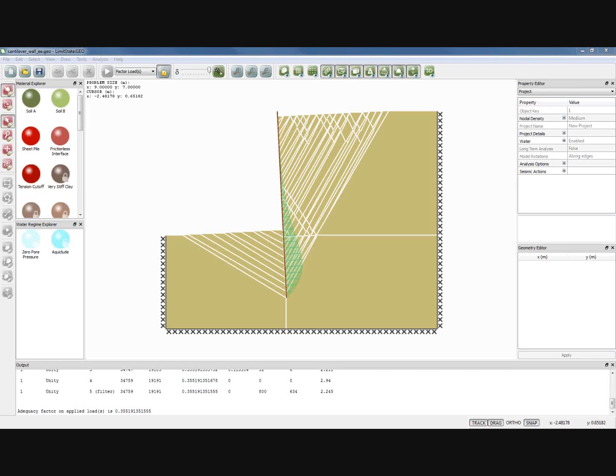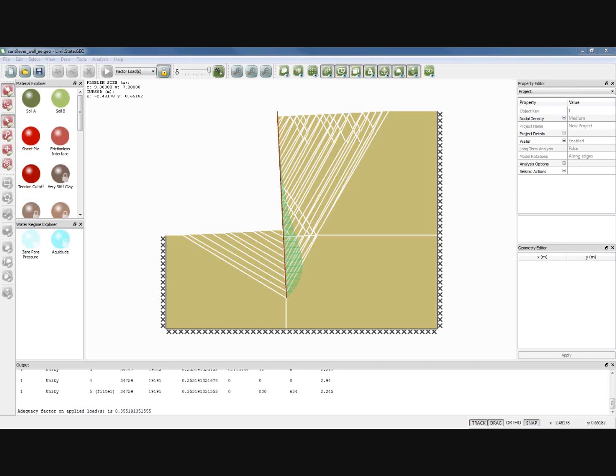For problems where there's significant freedom, as in this problem on the screen now, generally we're getting results which are close to conventional analysis, so the dilation effect doesn't have a significant influence.